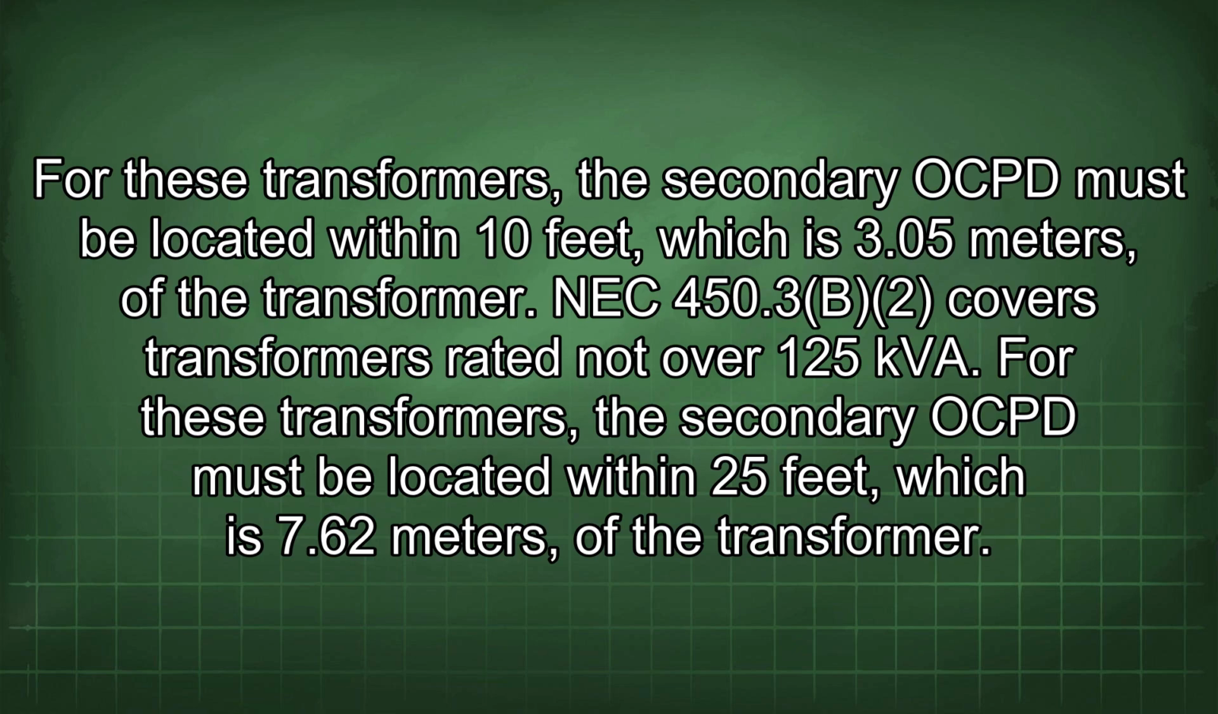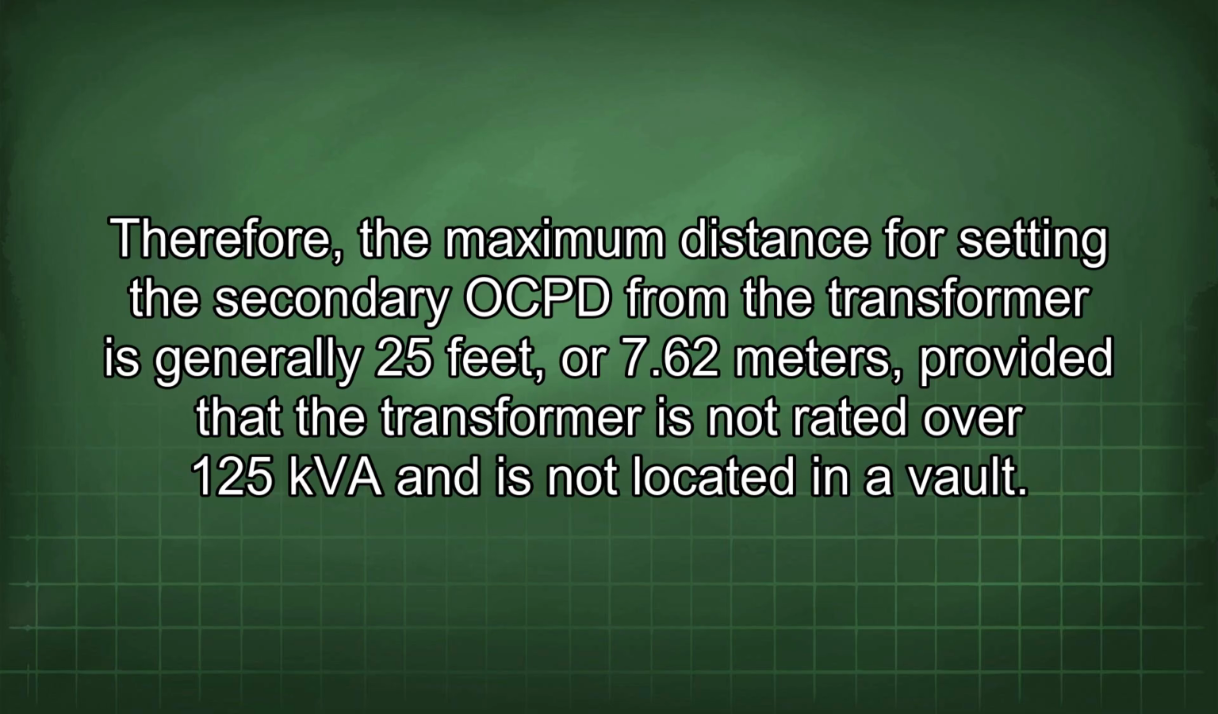NEC 450.3(B)(2) covers transformers rated not over 125 kVA. For these transformers, the secondary OCPD must be located within 25 feet, which is 7.62 meters, of the transformer. Therefore, the maximum distance for setting the secondary OCPD from the transformer is generally 25 feet, or 7.62 meters, provided that the transformer is not rated over 125 kVA and is not located in a vault.